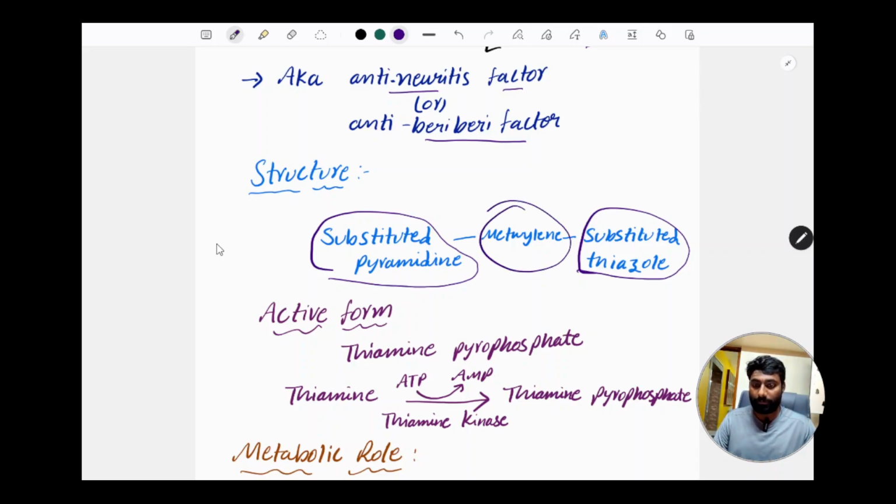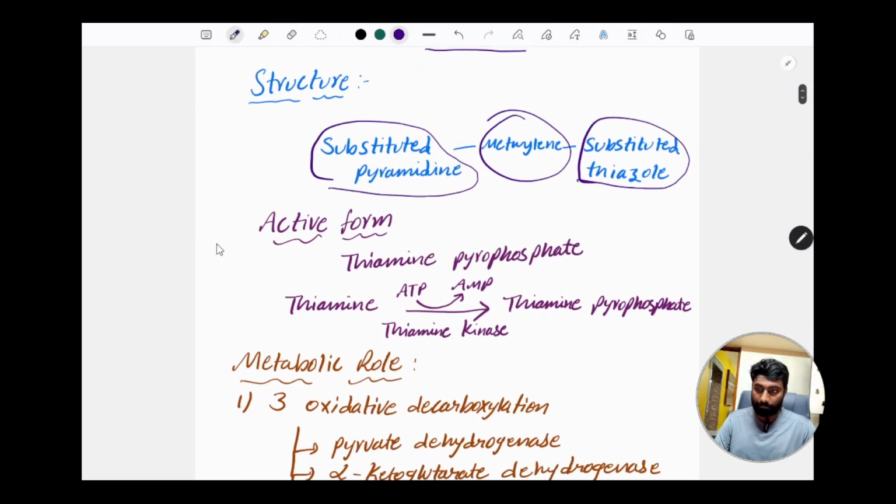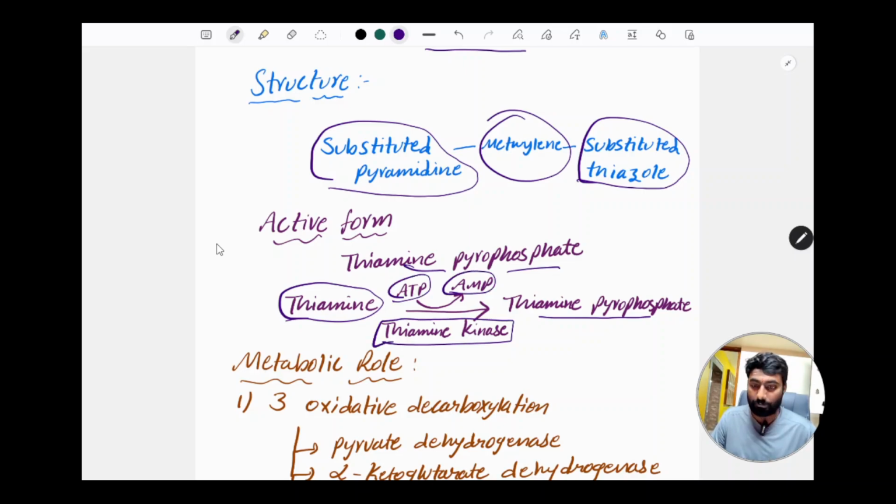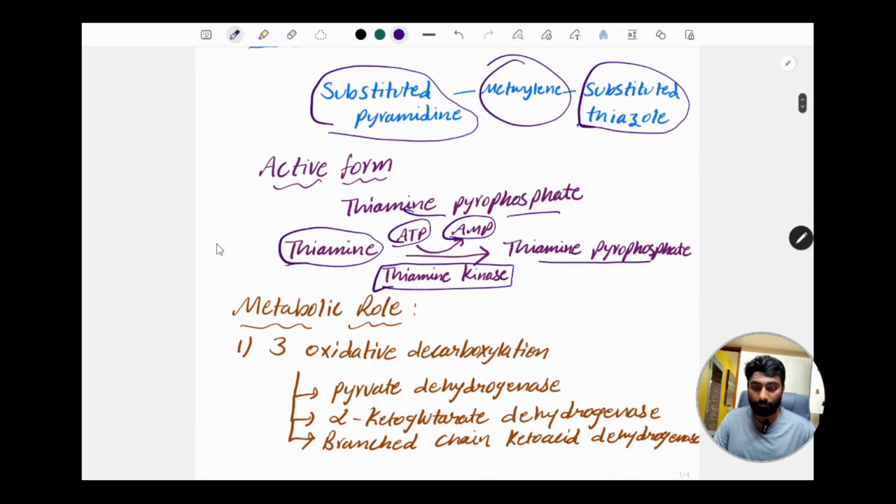Okay, students. Now, the active form of thiamine is thiamine pyrophosphate. Thiamine gets converted into thiamine pyrophosphate with the help of the enzyme thiamine kinase, where ATP is converted into AMP, giving the pyrophosphate group to thiamine.